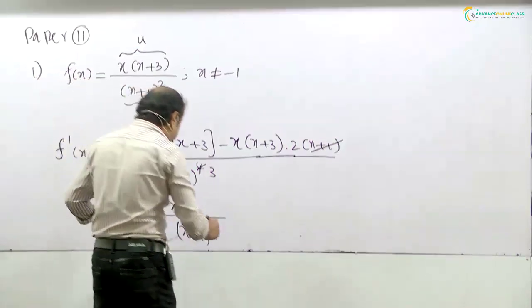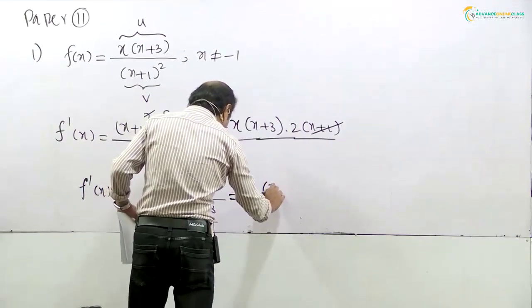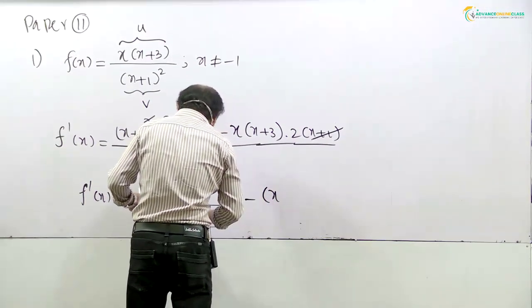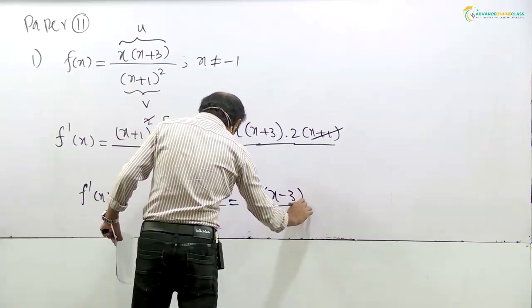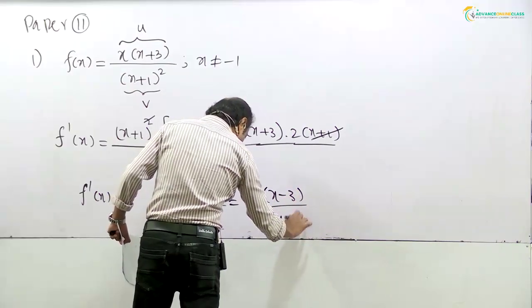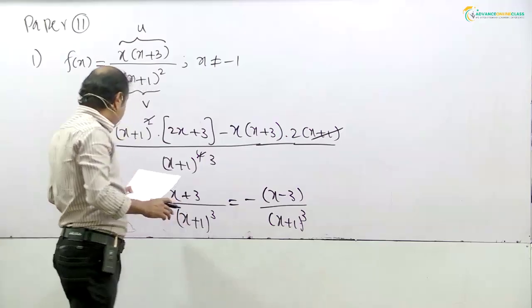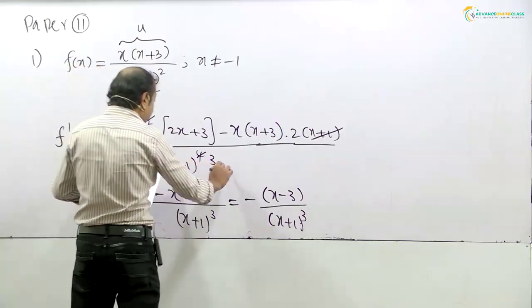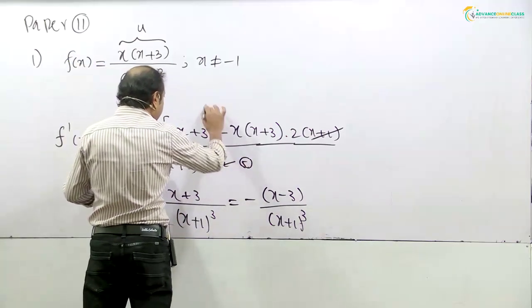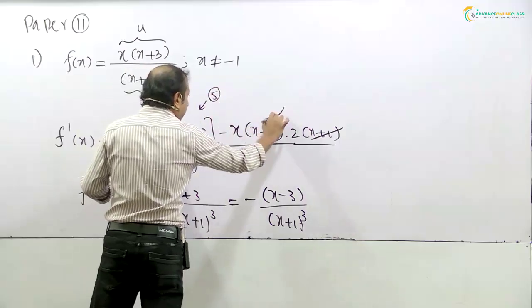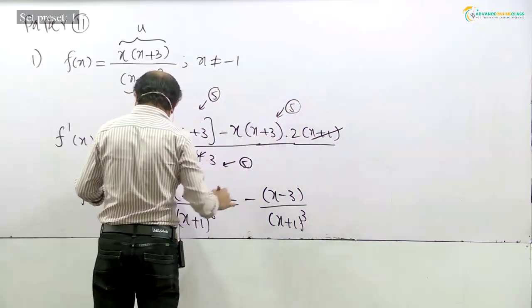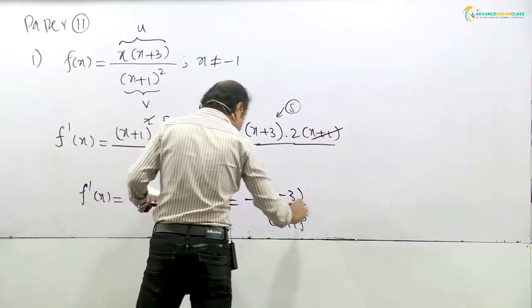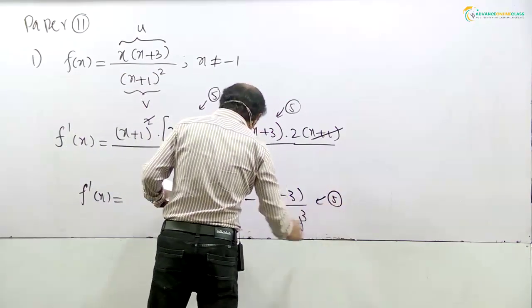Yes, once you take the minus sign out from the numerator, f dash x equals minus x minus 3 divided by x plus 1 cube. Yes, marks coming like this. Here 5 marks, here 5 marks, here 5 marks. And for the final answer, another 5 marks. Okay.